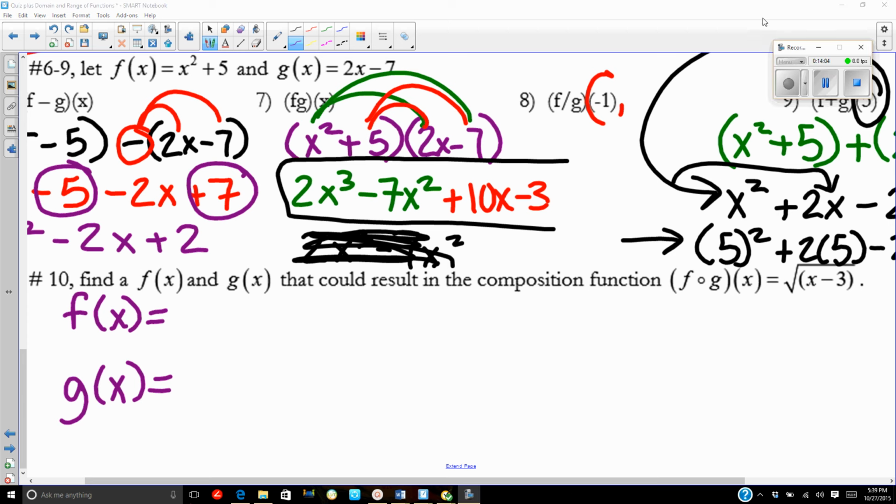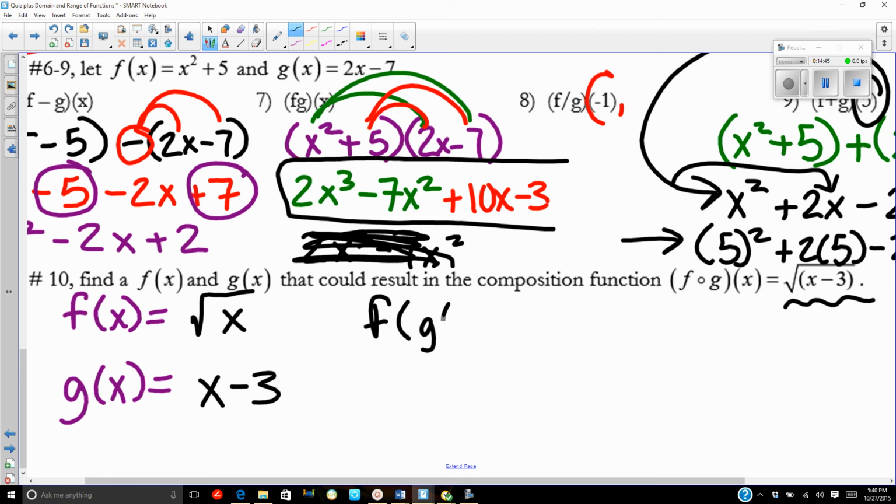I would encourage you to try this one on your own first, because there's actually a lot of different correct answers. If you think you may have a correct answer that differs from mine, let me know. But an easy way to do this one is call f of x the square root of x. And think about what we would have to substitute in for this x right here to get that composition of functions. And all we would have to have g of x be is x minus 3.